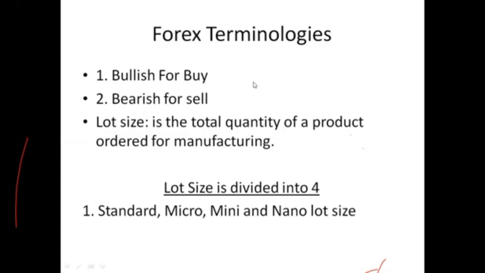Now, when it comes to lot size, it is divided into four parts. We have the standard lot size, the micro lot size, the mini lot size, and of course, the nano lot size. The standard lot size is the highest, which goes on 100,000 units. The micro lot size goes on 10,000 units. The mini lot size goes on 1,000 units, while the nano lot size goes on 100 units. Now, you can see the highness or the size of these things.